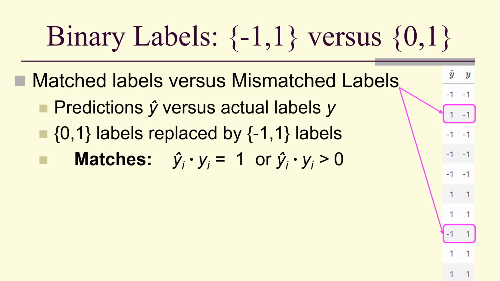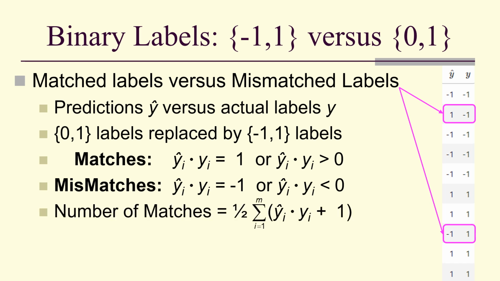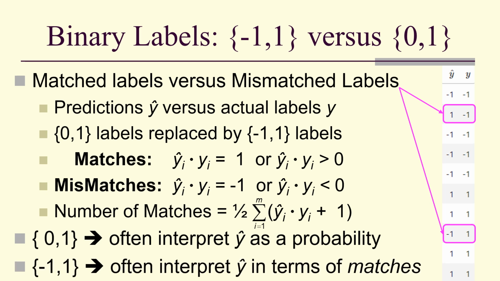Notice that if we have a match, then the product of y hat sub i and y sub i is 1, or in other words, it's greater than 0. If we have a mismatch, then the product is -1. Notice that in the two marked, the product of y hat and y is -1. The number of matches can be calculated from the products of the y hats and the ys. When we use 0, 1, we tend to be working with probabilities. But when we use -1, 1, we tend to be thinking in terms of matches.